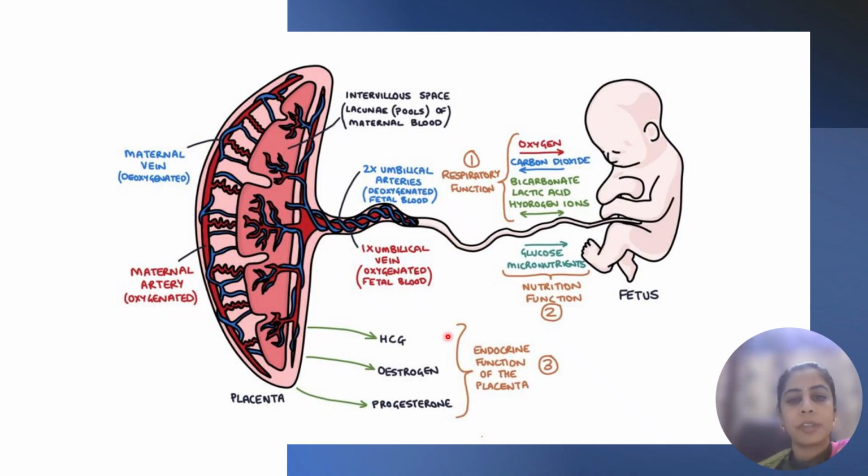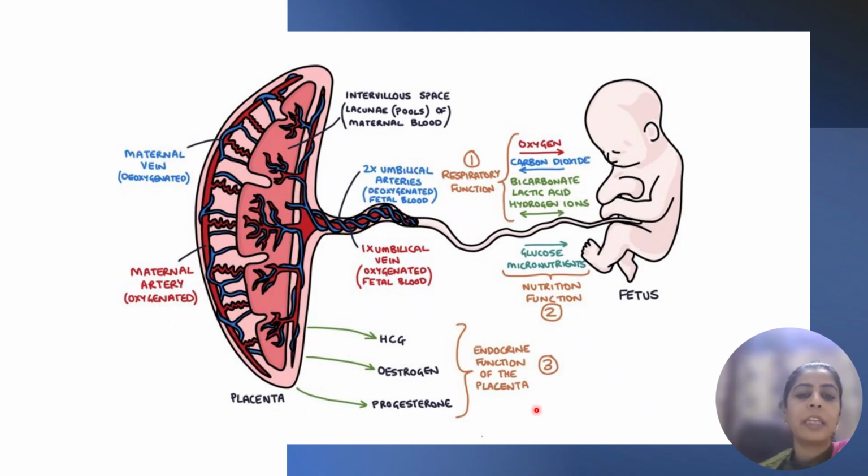Next is the nutritive function. Glucose, micronutrients. So the second most important function is the nutritive function. The mother's blood carries glucose, that means sugar for energy, and micronutrients, vitamins and minerals to the fetus. So these pass through the placenta and travel to the fetus. Think of the placenta like a high-tech filter that lets the good stuff in while keeping the most harmful things out from the fetus. So that is the second most important function, nutrition.